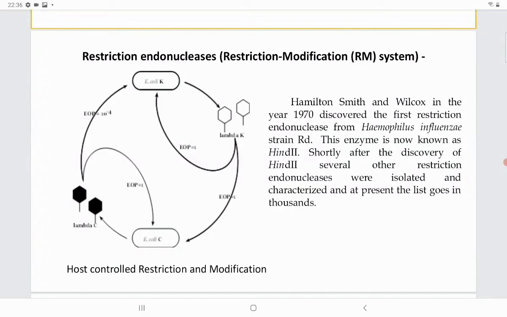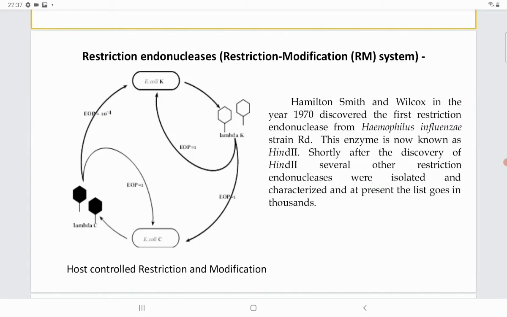So restriction and modification. Restriction is basically the endonuclease part by which the bacterium is capable of excising out or chewing up the foreign DNA that enters, mostly in the form of the phage DNA that enters into a bacterium. And if that bacterium is not the exact host of that phage, then that bacterium will restrict the foreign DNA by chewing it up by the endonuclease activity.